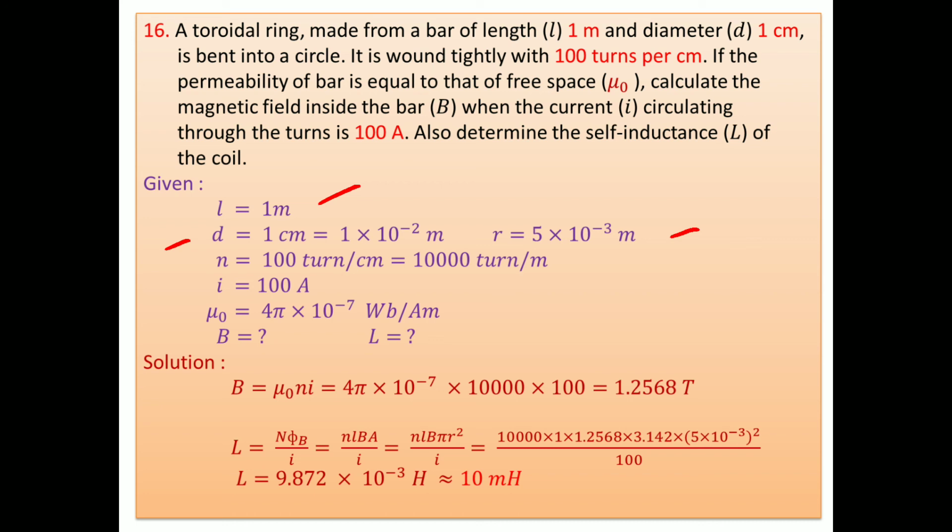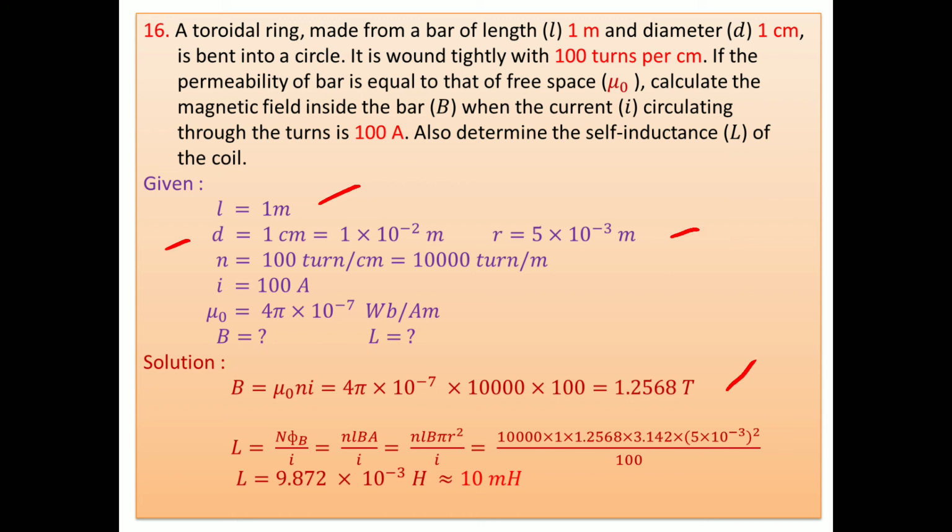Magnetic field inside the toroidal coil is mu 0 n I. So n is given directly, and mu 0 is 4 pi into 10 raised to minus 7. n is calculated as 10,000 into I is 100. So you can take directly, after calculation, 1.2568 Tesla.